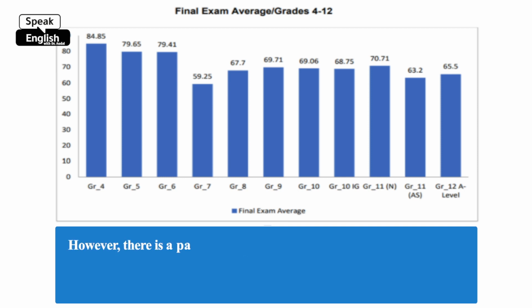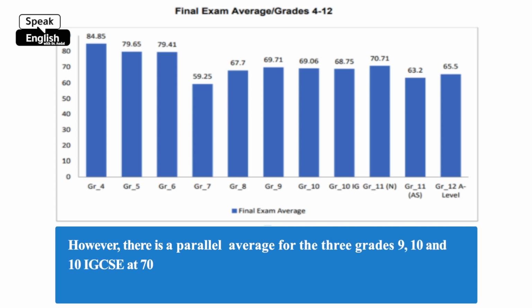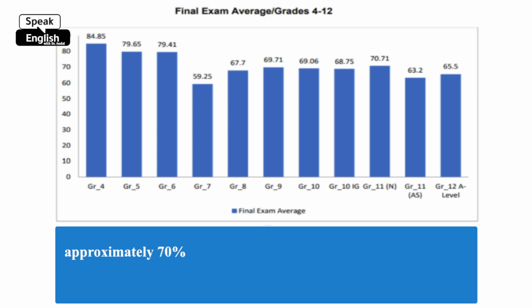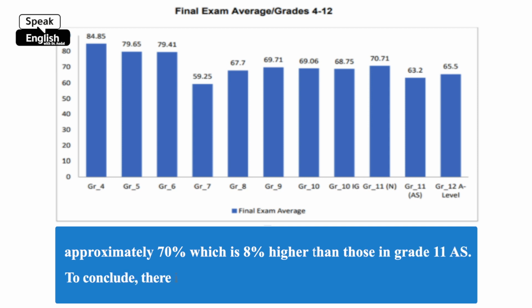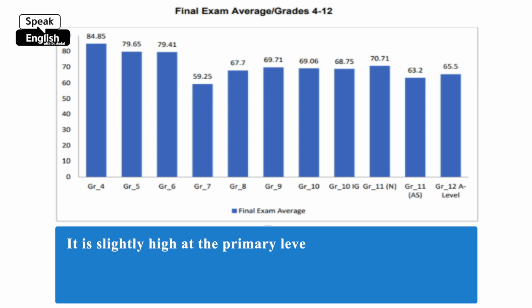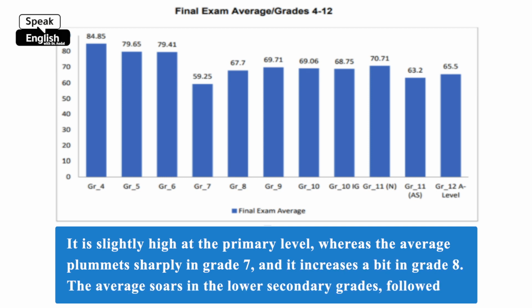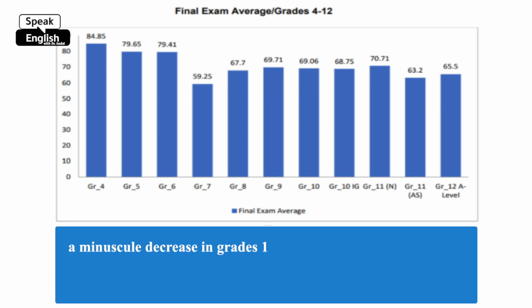However, there is a parallel average for the 3 grades 9, 10, and 10 IGCSE at 70%, 69%, and 69% respectively. The average for grade 11 students in the national program is approximately 70%, which is 8% higher than those in grade 11 AS. There is a fluctuation in the average of students' grades. It's slightly high at the primary level, whereas the average plummets sharply in grade 7 and increases a bit in grade 8. The average soars in the lower secondary grades, followed by a minuscule decrease in grade 11 and 12 from the international program.